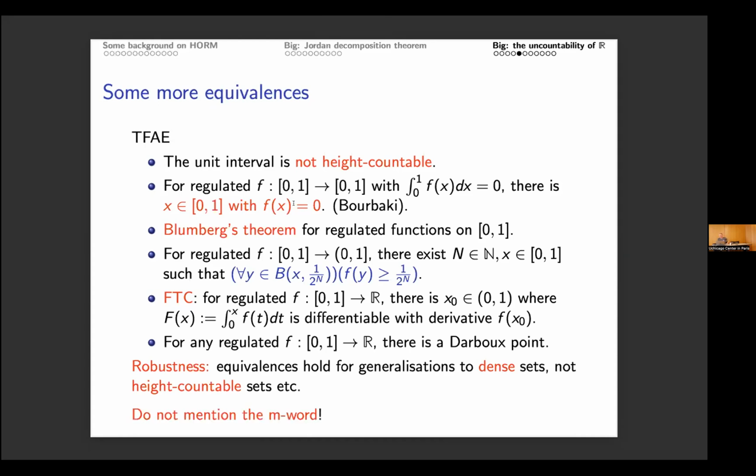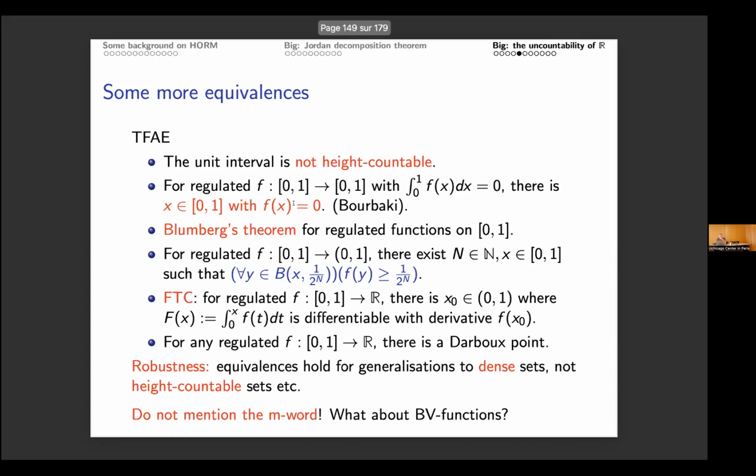But don't say the M word. I will say the M word once. Measure. This is extremely robust, but don't mention measure. Lebesgue measure. Once you say measure positive or measure 0, all the equivalences break down. It's extremely robust, but you have to stay in the Baire category part of the world. Density, uncountability, cardinality, it's all fine. All these notions are extremely robust, but do not mention measure. Measure and all these equivalences break down.